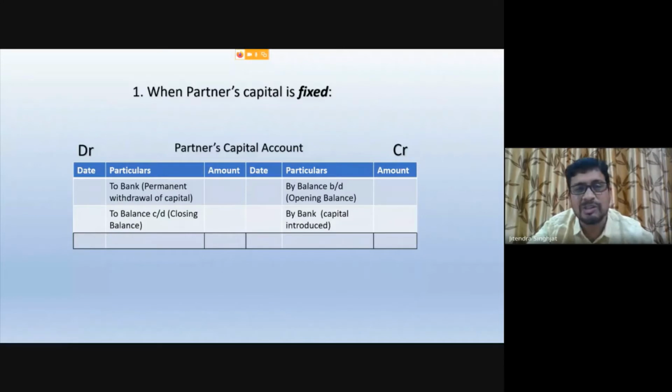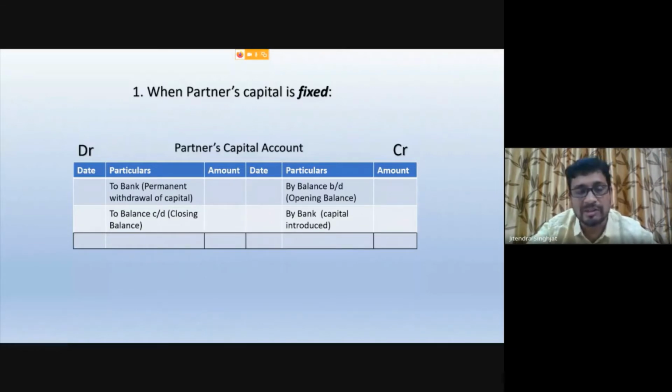So only this much is required when partner's capital is fixed. When partner's capital is fixed, only money which is invested, that is recorded. Only money which is withdrawn out of capital permanently, that is recorded in debit side. I hope this is clear to everyone.